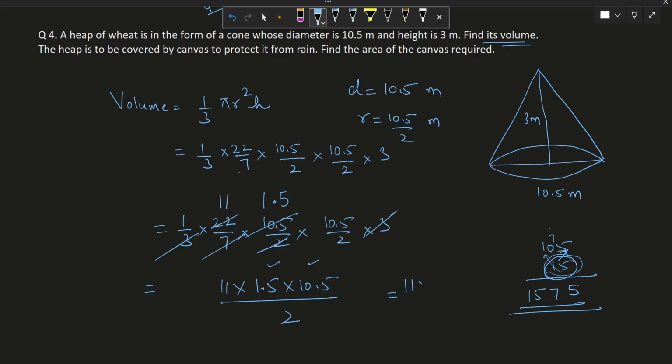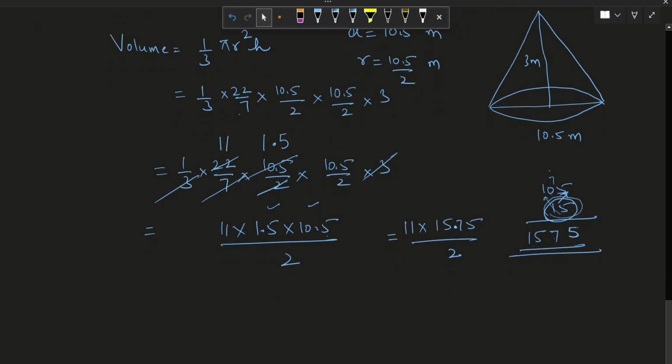So what do I get now? 11 into 1575 by 2. Decimal place is 1, 2. So 15.75. Now this with 11, I told you what was the way to multiply by 11.